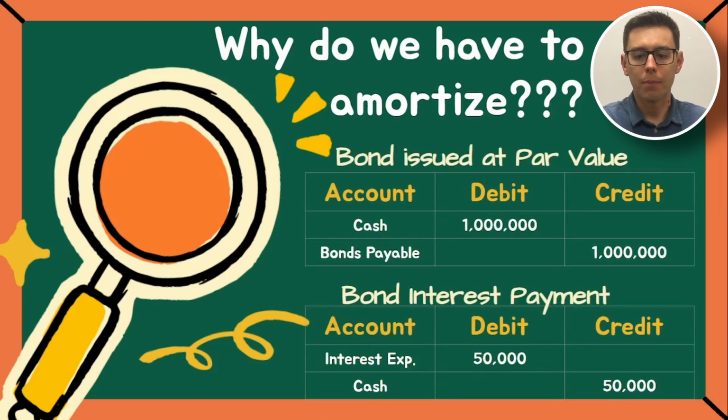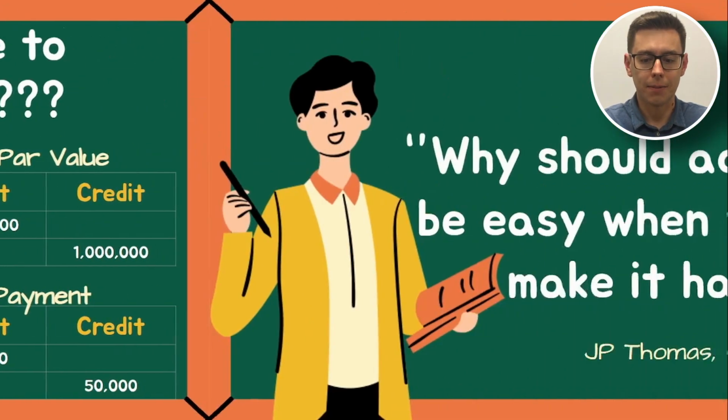When we issue a bond at par, it's super straightforward, right? We debit cash, credit bonds payable. There's no discount, no premium. And then the interest payment journal entry is very simple, very straightforward. We're just debiting interest expense and crediting cash. Why can't it be that easy all the time?